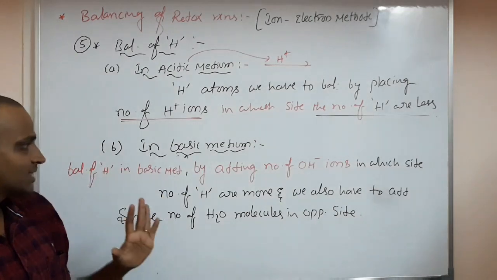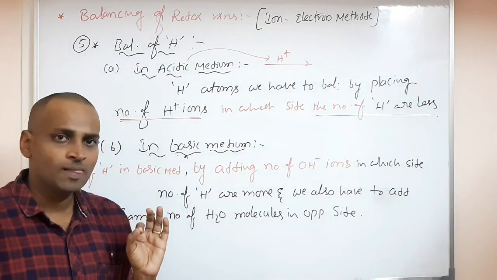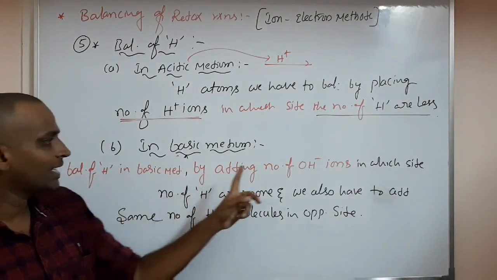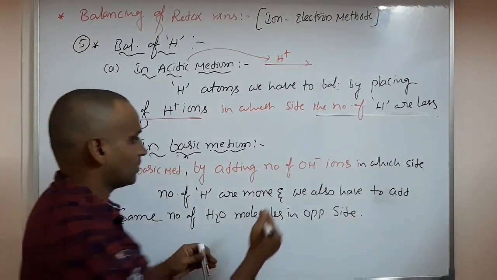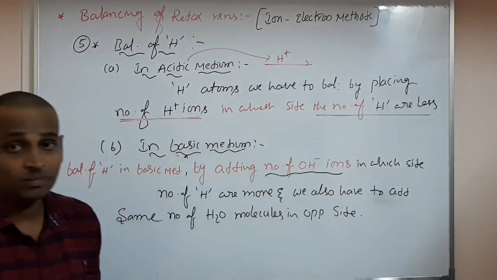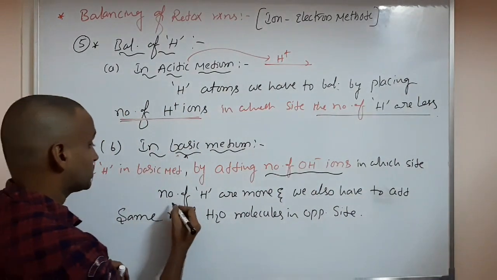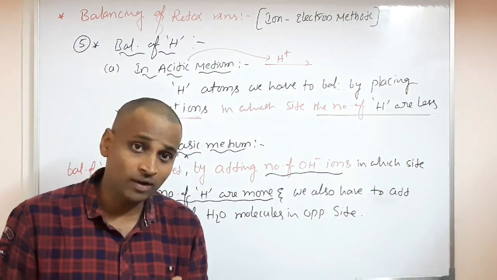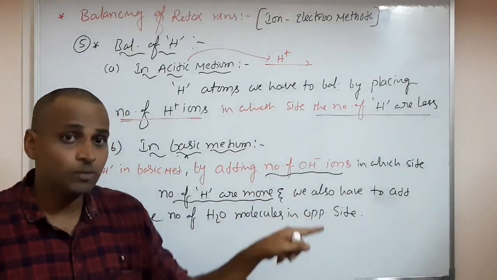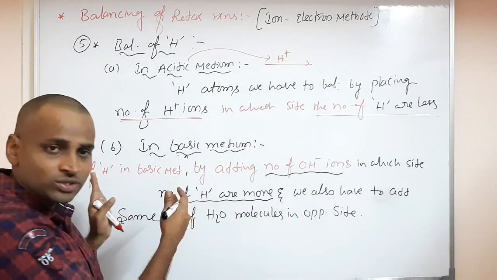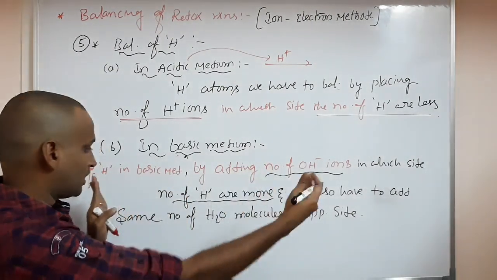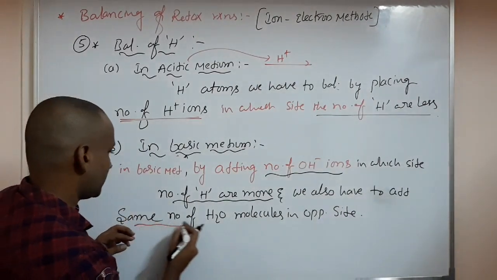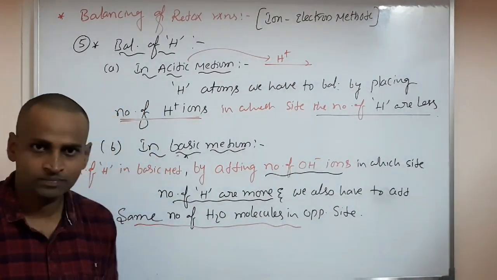But in basic medium, we balance hydrogens by adding OH minus ions, in the direction where the number of hydrogens is more. And one more thing you have to do: not only that, in the opposite direction from the OH minus ions, suppose you add them on the reactant side, then we add the same number of water molecules on the opposite side.